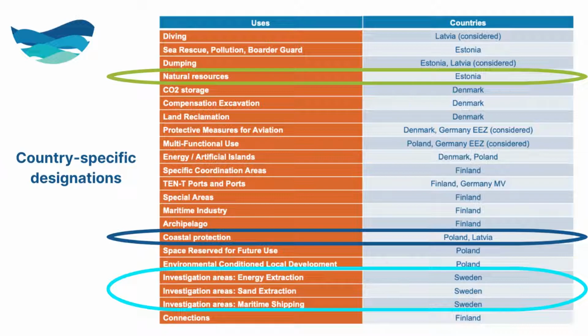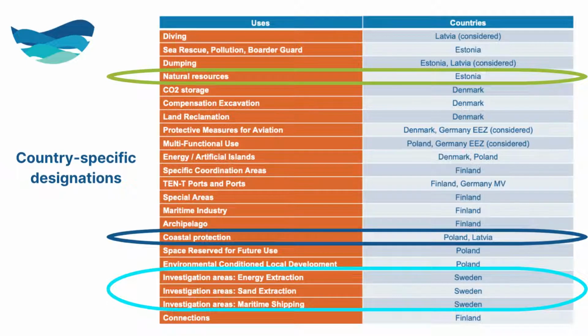Besides uses identified in the MSP directive, each country has its own additional uses depending on their specific conditions and requirements. For example, a specific area in Estonia is reserved for natural resources. Poland and Latvia both include areas for coastal protection, while Sweden has exploration areas for energy, mineral extraction and shipping.